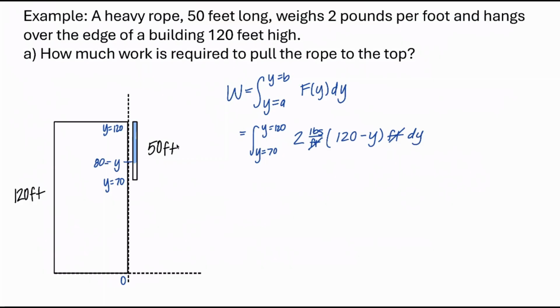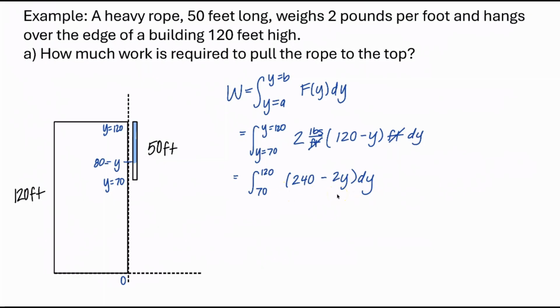So we can go ahead and simplify it a little bit. We have the integral from 70 to 120, and then I can distribute the 2. So I would have 240 minus 2y dy. I can go ahead and move forward with integrating this and then substituting in 120 and substituting in 70. And then my units would be in foot-pounds. And I can go ahead and do that.